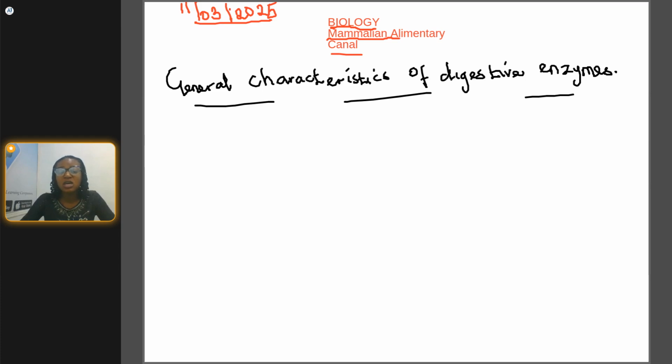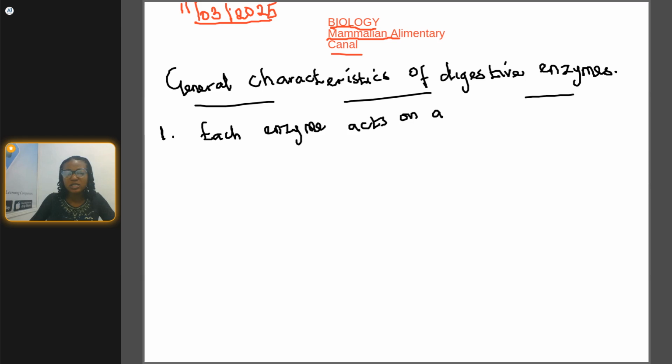They work in different ways, so we are going to be looking at the characteristics of digestive enzymes one after the other. Number one, each enzyme acts on a specific substrate.